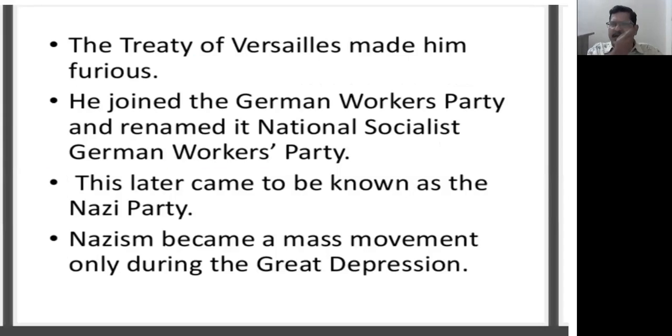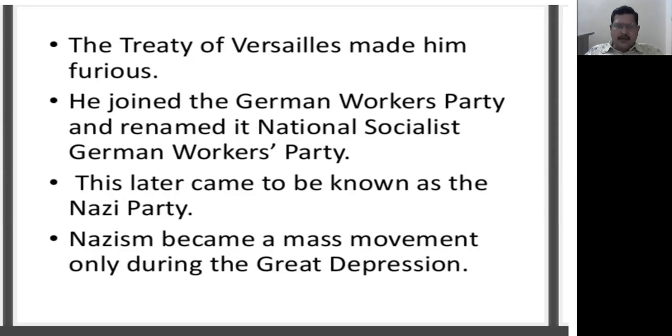The Treaty of Versailles made him very furious. He got very angry. He joined the German Workers' Party and renamed it the National Socialist German Workers' Party. This later came to be known as the Nazi Party. He called it Nazism. And you know what is the symbol of Nazism? The swastika, which we use in our country for religious purposes.